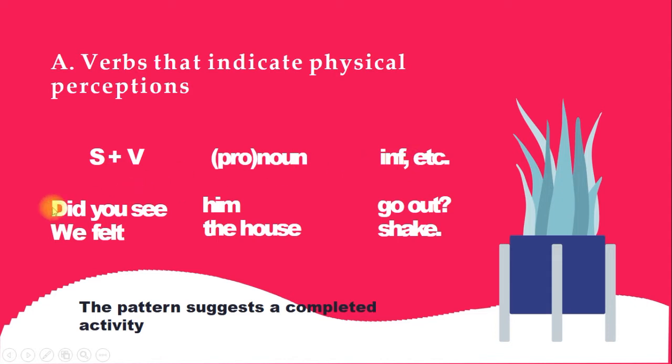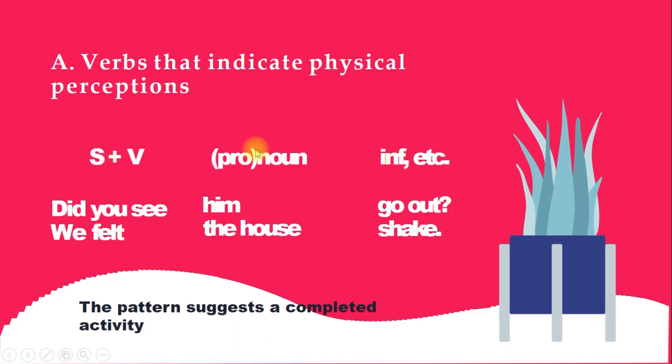For example, in a sentence like, did you see him go out? Here, this is the interrogative sentence having you as a subject and see as the verb, and then followed by him as a pronoun and go out as the infinitive. Or the second sentence, we felt the house shake. Here we have we as the subject, felt as the verb, and then followed by a noun phrase, the house, and shake as the infinitive.